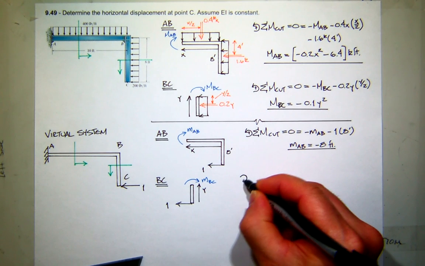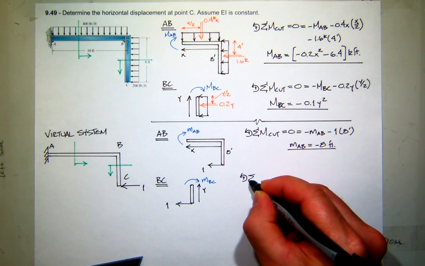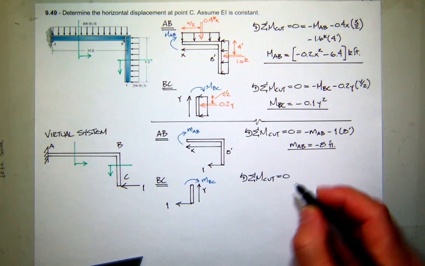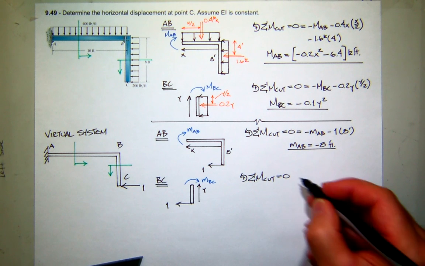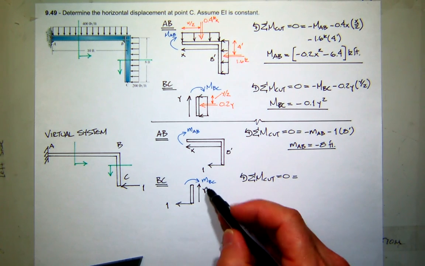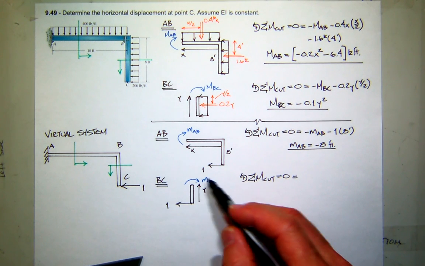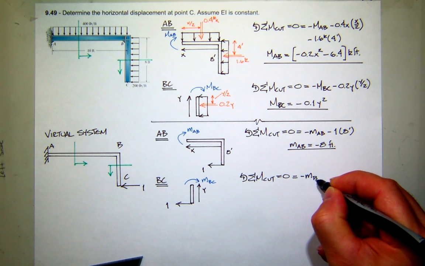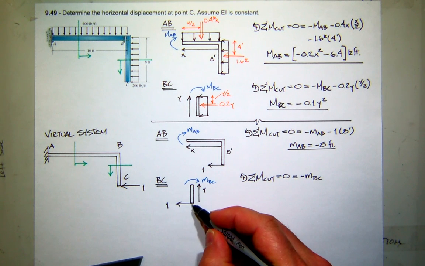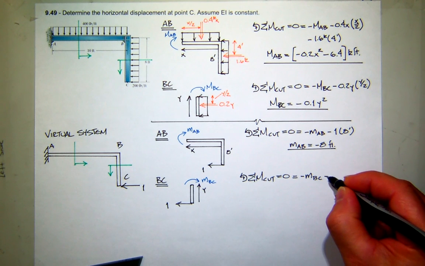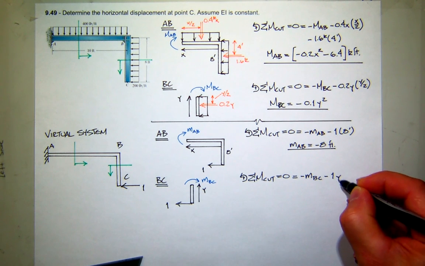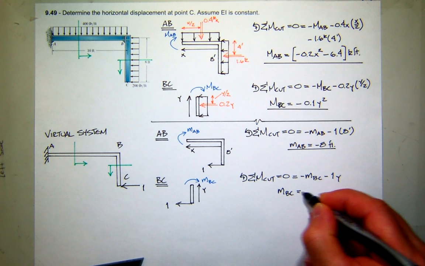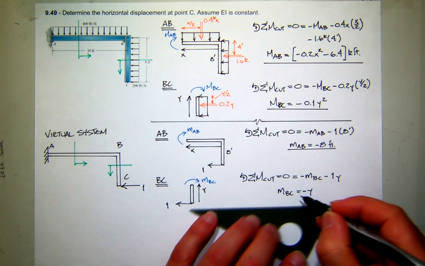So again, I'm going to sum moments at the cut. Make sure it's in equilibrium. Right-hand rule is my sign convention. What do I have? Well, this moment is what? Positive or negative? Negative. And the unit load creates also negative moment with a moment arm of Y. So my virtual moment in BC is minus Y.